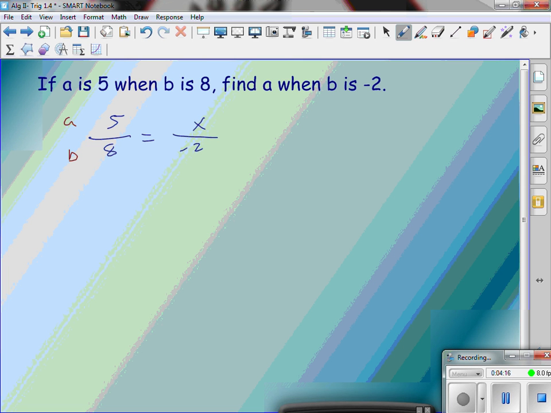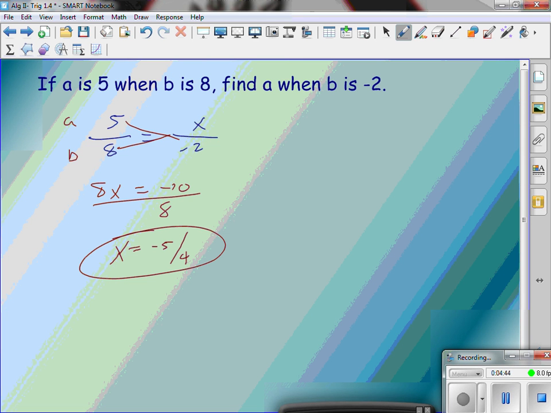Now we know how to solve. It's setting it up. Once you figure out how to set it up, these problems should be easy. Cross multiply. 8x equals negative 10. Divide by 8. X equals, what goes into both 10 and 8? 2. What's negative 10 divided by 2? Negative 5, and 8 divided by 2 is, my answer is negative 5/4.